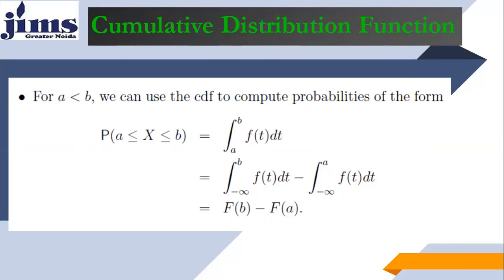For example, if you have a limit where a is less than b, then we can write the probability of a less than or equal to x less than or equal to b. So b is the upper limit and a is the lower limit. What you have to do is just integrate between a and b ft dt.